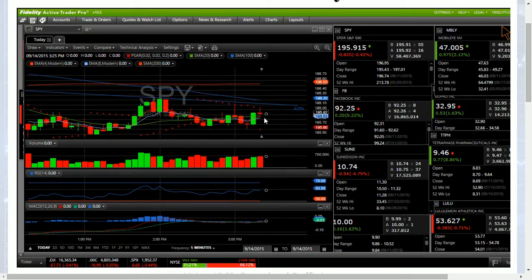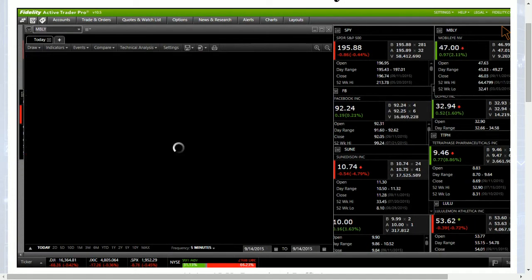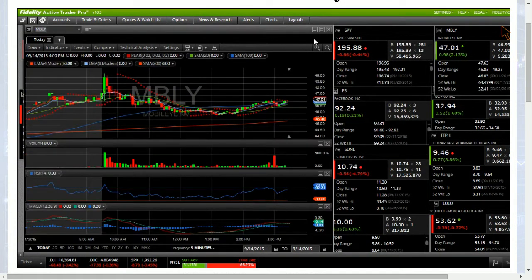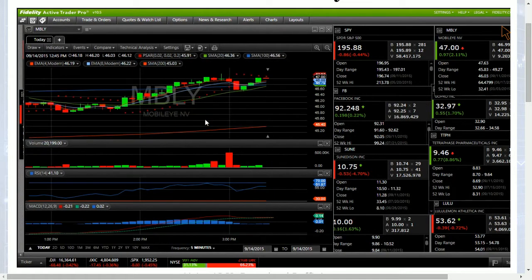Mobileye back over 47. We'll see if it can hold. Held the 20 period moving average support and is now back over the 100 period. Need to see a break of 47.15 on Mobileye. And Sunni, the trading range is 1070 support and 1080 resistance.